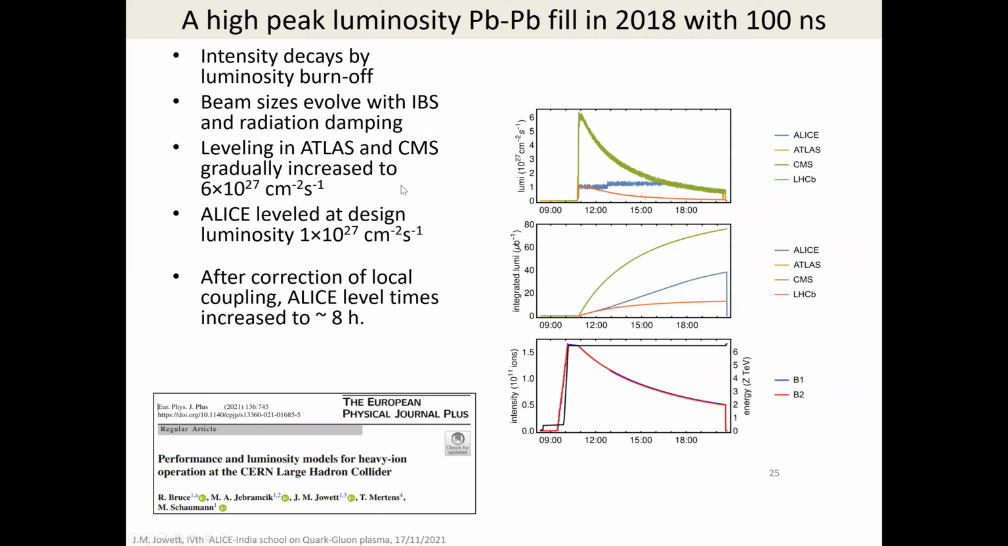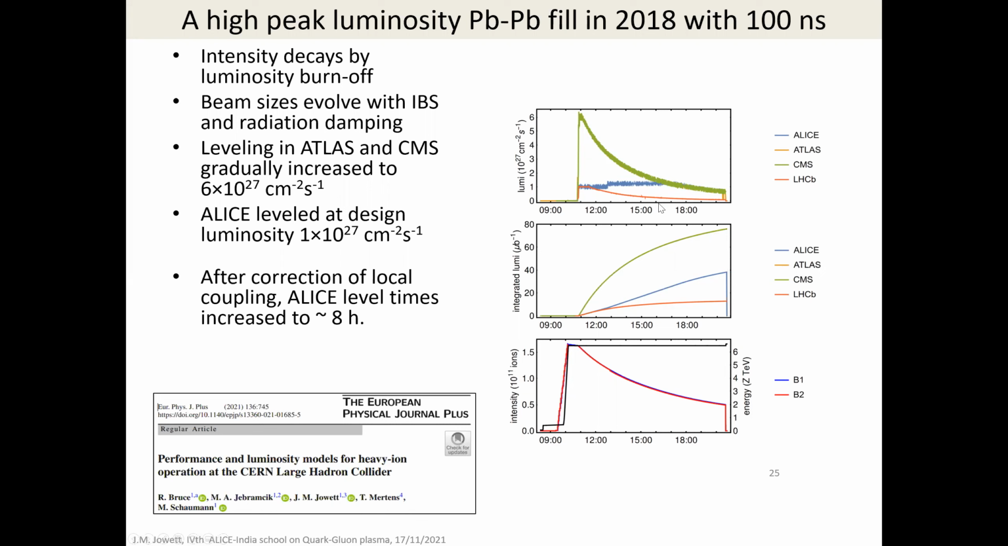Here is one example of a high luminosity fill from 2018 with the 100 nanosecond filling scheme. You see here the luminosity decaying very rapidly over a few hours in ATLAS and CMS, these high values. At ALICE, the luminosity stayed approximately constant because we separate the beams to level the luminosity, because ALICE, before the upgrade, could only accept 1 × 10^27. So ALICE in the past got less luminosity than ATLAS and CMS because of this.